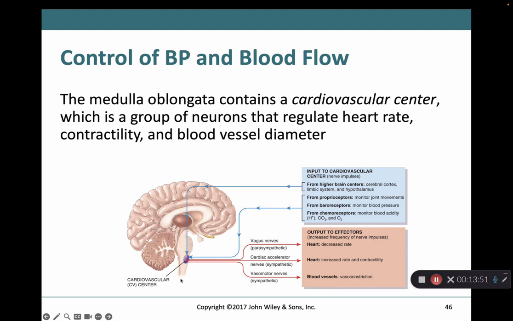Based on those inputs to our cardiovascular center in the medulla, we can send out impulses to effectors. Through vagus nerves, which is part of the parasympathetic system, which would decrease our heart rate. We could send out information through our sympathetic nerves, which would cause vasoconstriction. This would increase our blood pressure. Or to our cardiac accelerator nerves, which are also part of the sympathetic system, which would increase our heart rate and contractility.